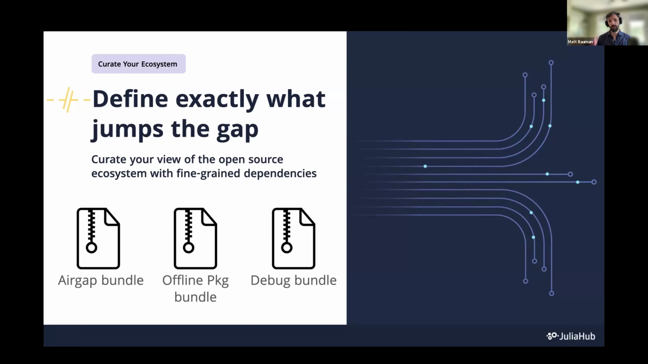It uses the offline package bundle that you download, and you can curate exactly what packages are going to be available within that gap. So you can choose, for example, a particular subset of the ecosystem, SciML and all of its dependencies, or a tailor-made set of dependencies and all of their second and third and fourth order dependencies, and inspect exactly what's being walked across the air gap.